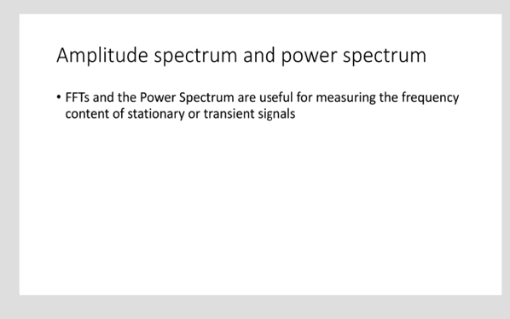Now, amplitude spectrum and power spectrum. The FFT and the power spectrum are useful for measuring the frequency content of a stationary or transient signal.